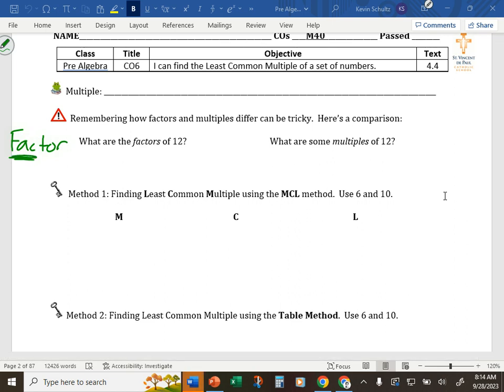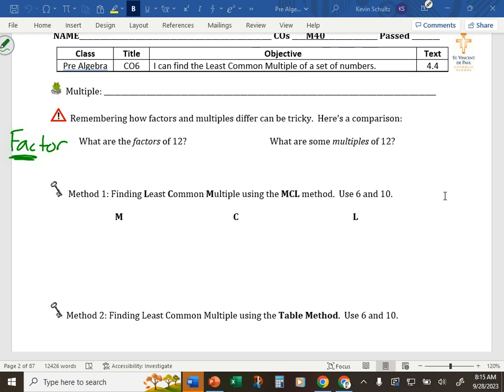We talked about, especially folks in my lit class, that factor has that FAC. That's the Greek Latin word for to do or to make. So factors are what makes a number. So we talked about the factors of 12 are 2 and 6 and 3 and 4 and 1 and 12. They make 12. Okay? Define for me a multiple.